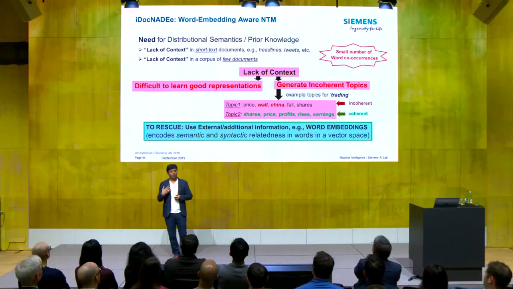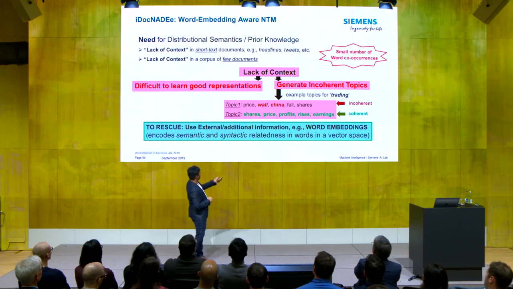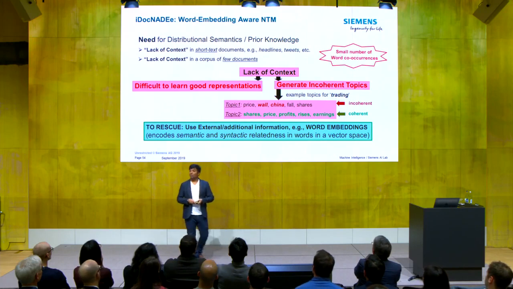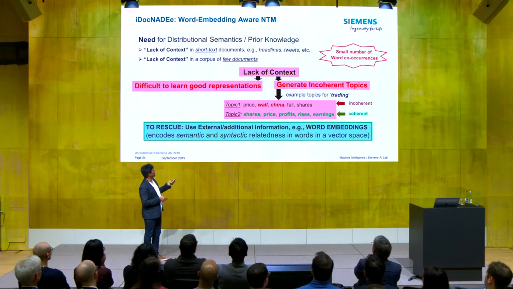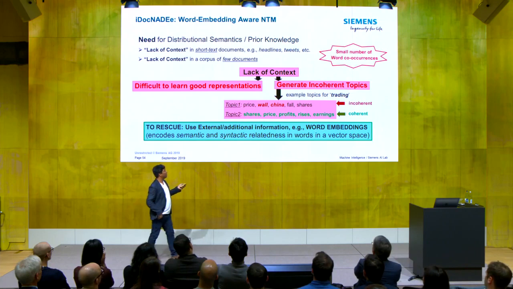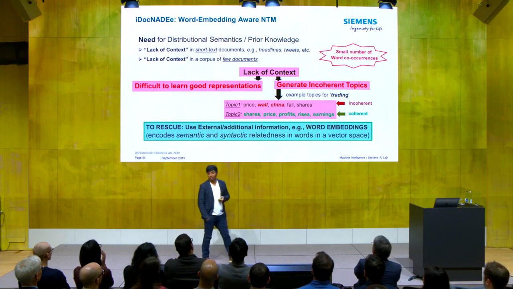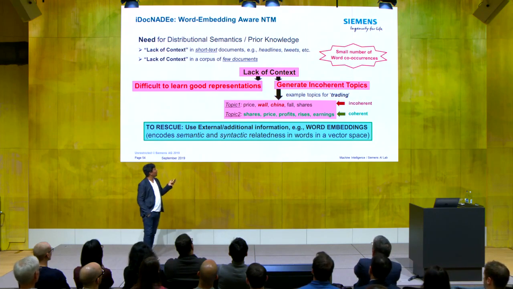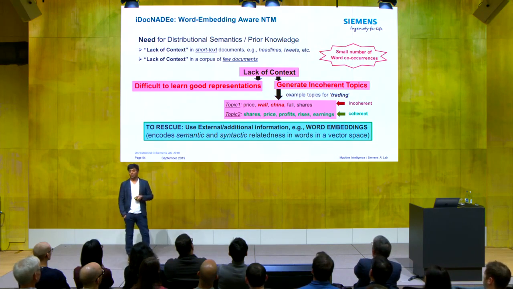That leads to certain challenges, like it is difficult to learn good representation, and it is difficult to extract good topics, coherent topics, which is the essence of topic modeling. Here you see the first topic, it has about wall, China, explaining a topic called trading. While the second topic says shares, price, profit, rises, earnings, the second topic looks more coherent. So the idea is how can we improve topic 1 such that it becomes topic number 2.